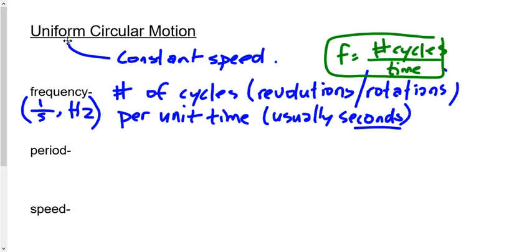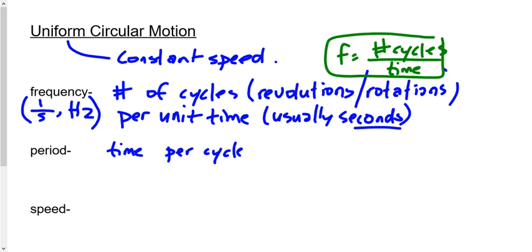Okay, period. In the context of circular motion or wave motion, we would say the period is actually the opposite of frequency, the inverse of the frequency. As opposed to saying it's the number of cycles per unit time, we would say it's the time per cycle, or time per revolution. How much time does it take the Earth to go around the sun once? 365 days. So the period of the Earth is 365 days.